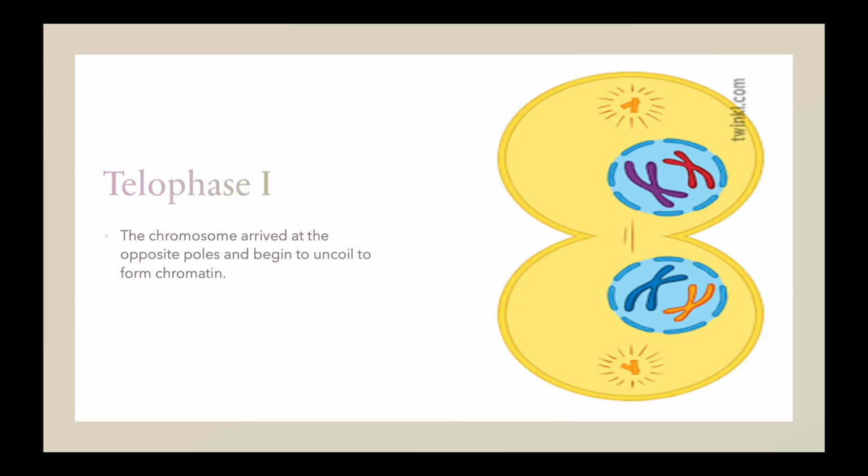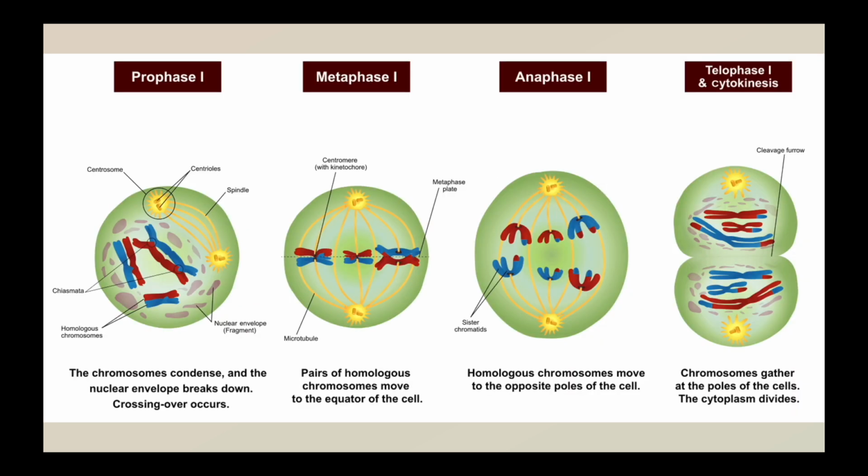Once the separated chromosomes have arrived at the opposite poles, they will begin to uncoil and form chromatin again. Once this happens, each individual chromosome will no longer be able to be seen. When chromosomes begin to uncoil and form chromatin, the nucleolus will reappear. Lastly, the nuclear membrane will reform. So those are the events that take place in meiosis I.